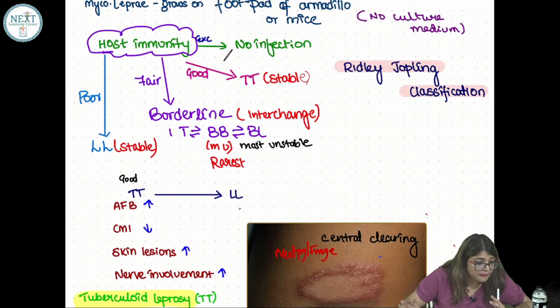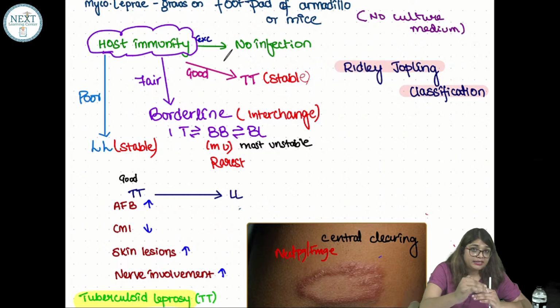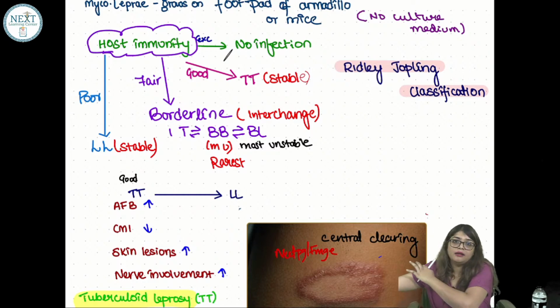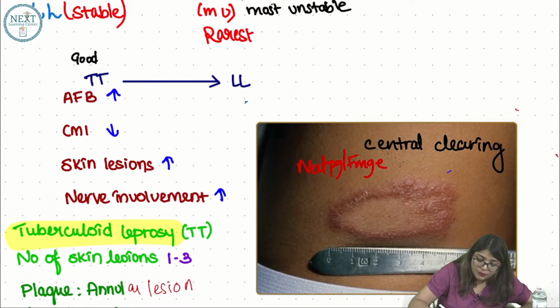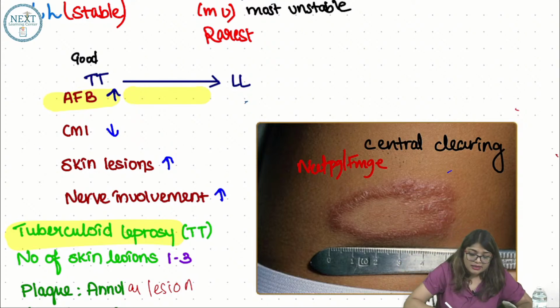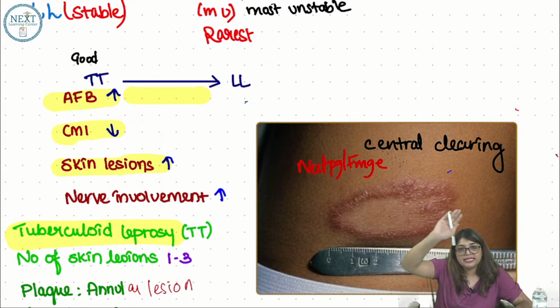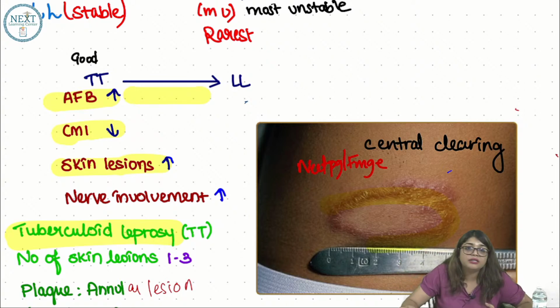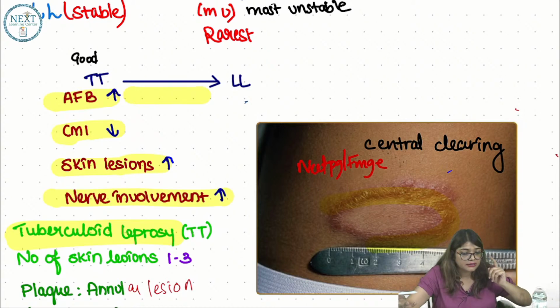Did you understand? So the spectrum goes from TT, BT, BB, BL, LL. It depends really on the immunity. What happens from TT to LL? Acid fast bacilli increase, your cell mediated immunity decreases, and your skin lesions increase. That's why you have only 1 to 3 skin lesions in tuberculoid, and nerve involvement again increases, right?